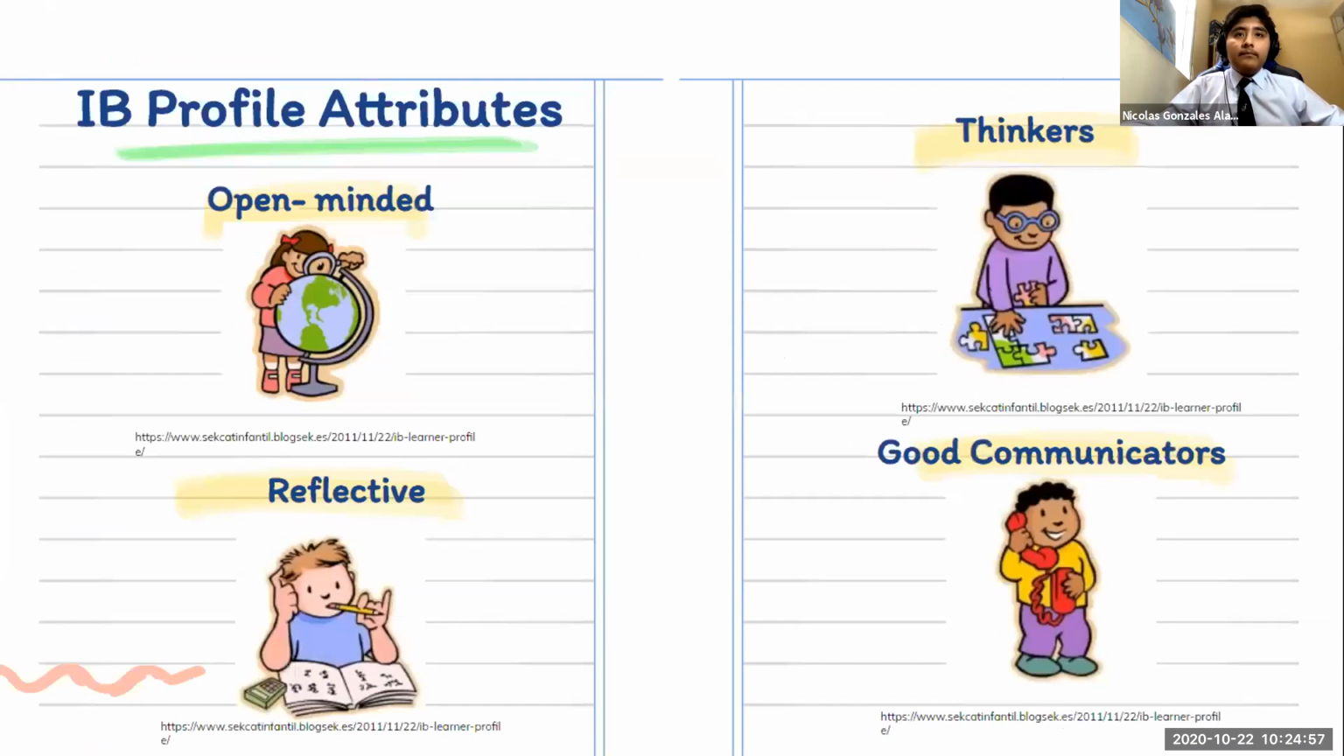While working on the content, we develop our IB profile attributes. We were open-minded because we learn and respect other cultures. Reflective because we take into account our mistakes and welcome them as a way to improve. Thinkers because we develop our critical and creative skills in order to solve complex problems. And good communicators because we share our ideas in many ways.